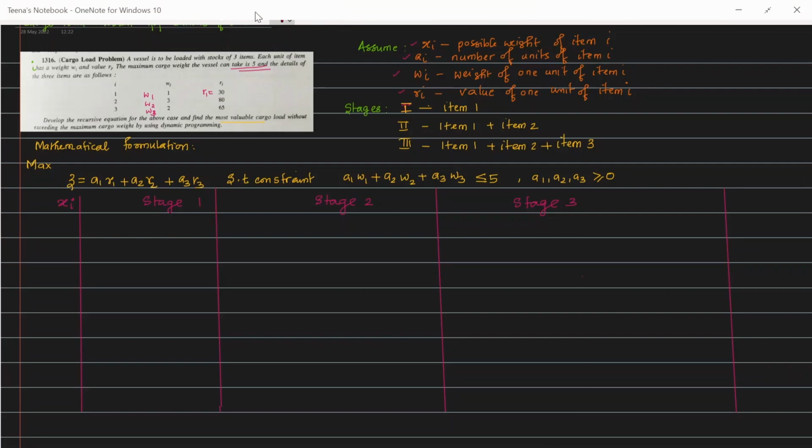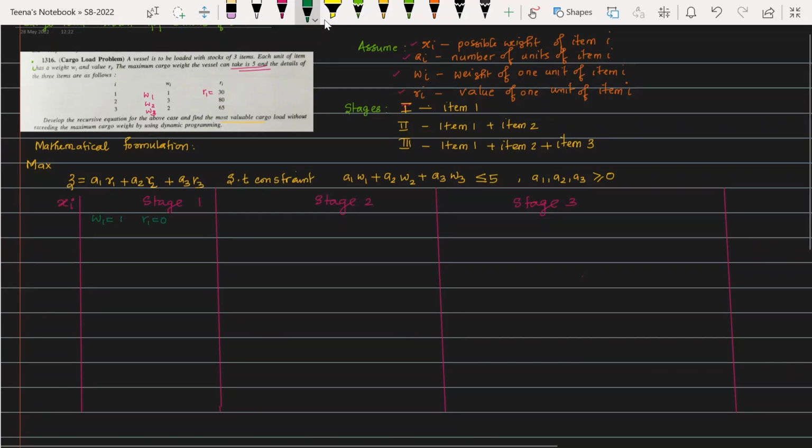In stage 1 we consider item 1 and therefore we will have W1 equal to 1 and R1 equal to 30. So we are going to set this column for stage 1 into two parts. One is A1 and the other is F1 X1. So A1 and F1 X1. So let me have here the definition for F1 X1, F2 X2 and F3 X3. So F1 X1.